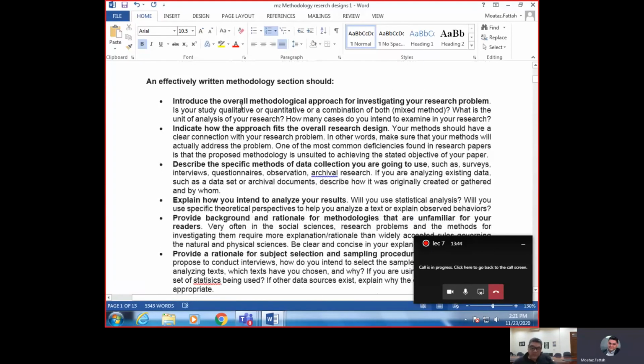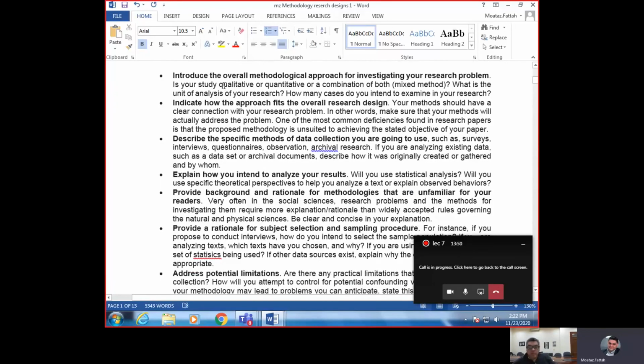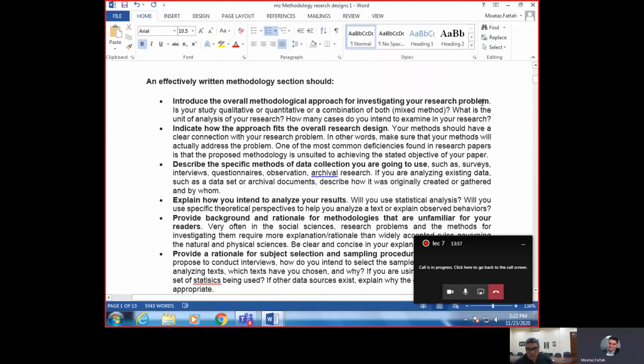Regardless of all these details, an effectively written methodology section should include the following. You need to introduce the overall methodological approach for investigating your research problem or research question. Is your study qualitative or quantitative or a combination of both? You need to tell me how you're going to be collecting your data. It's going to eventually end up being quantitative, or qualitative, or you're going to be doing both of them. Can I do both of them? Yes, you can do both of them.